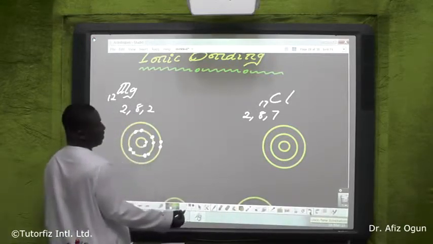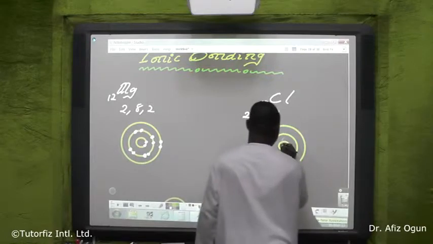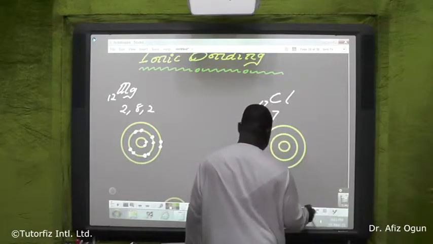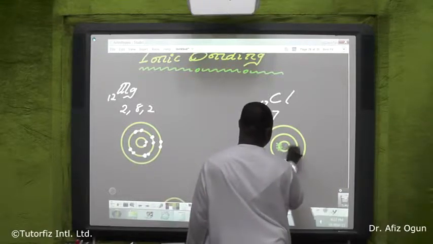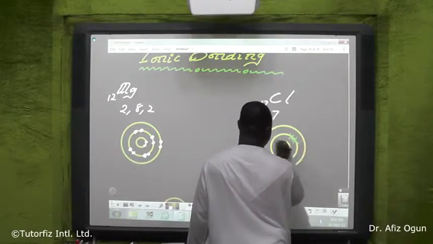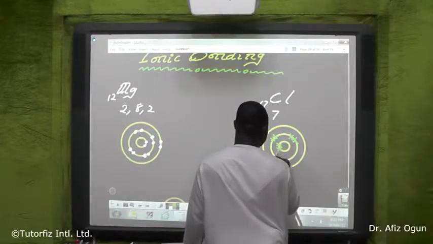In so many exams, they tell you to draw the outer electrons only.